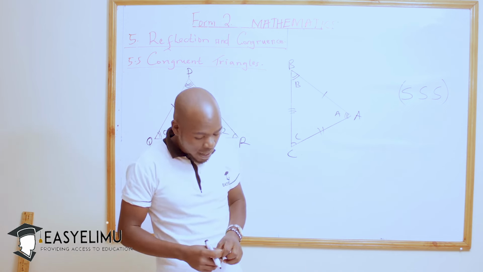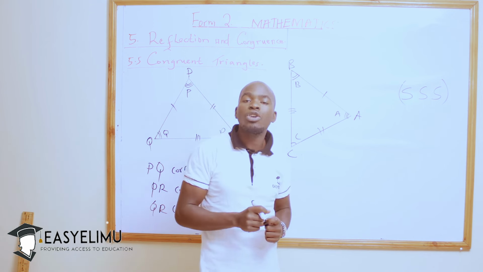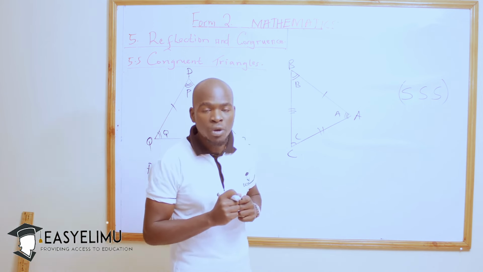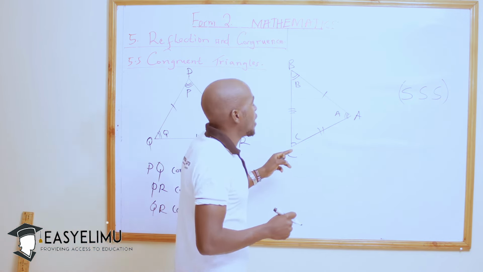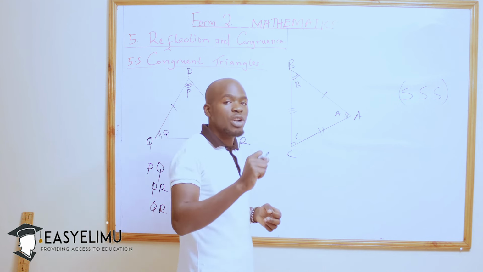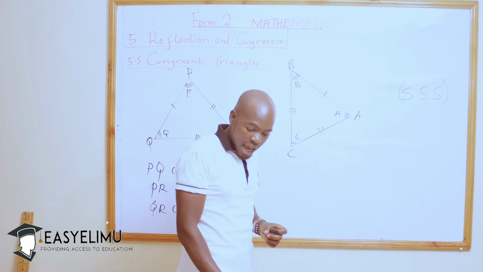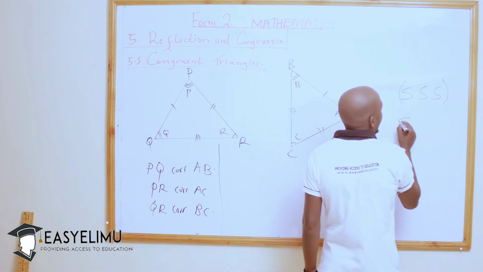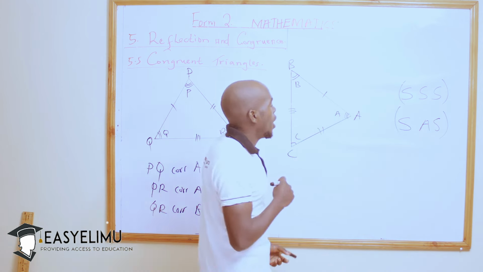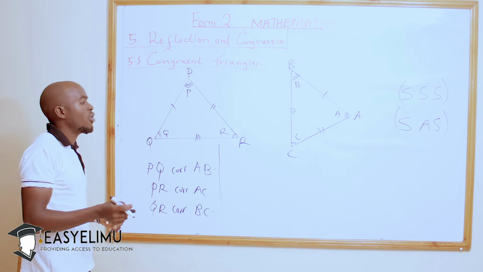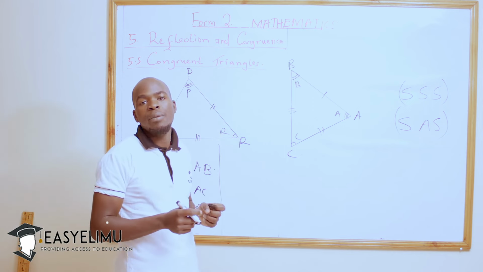Then you will find another kind of condition whereby two sides and an included angle of one of the triangles correspond with two sides and the included angle of the other triangle. With that, we can say that they are congruent by the side-angle-side rule, because two sides and the included angle of the first triangle are the same as those of the other triangle.